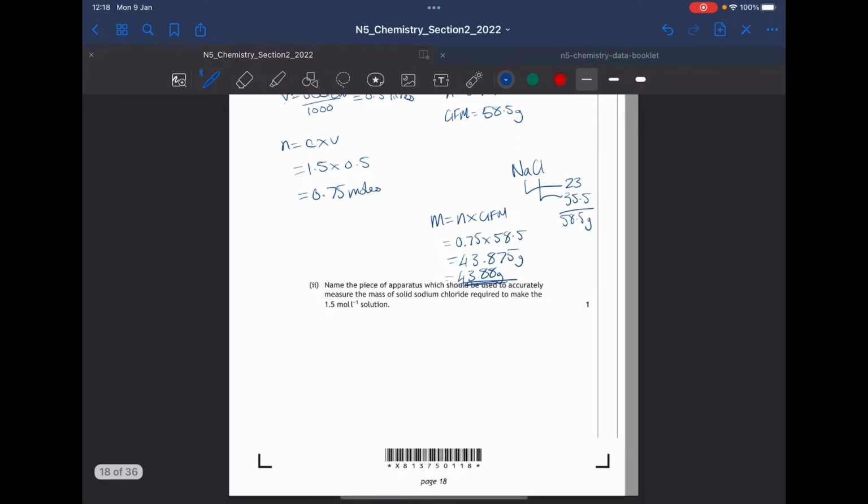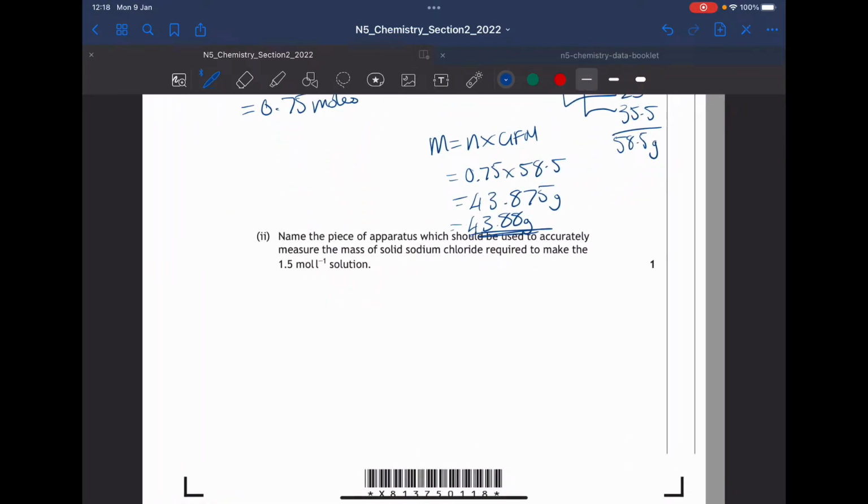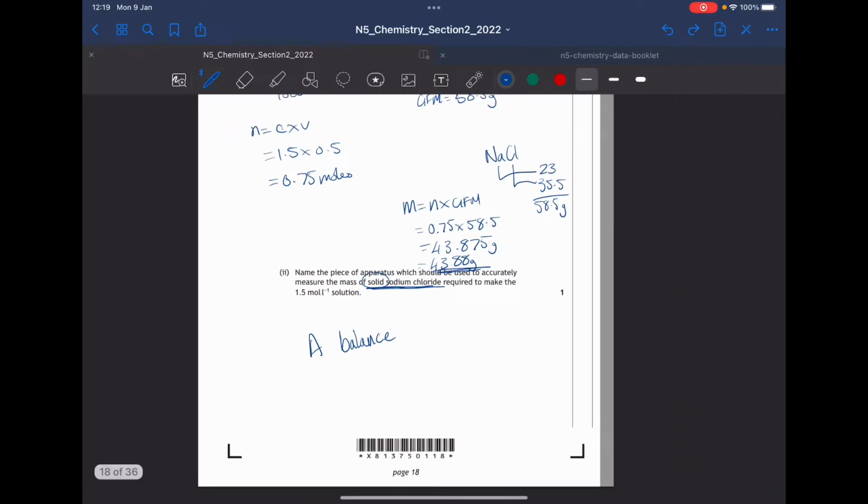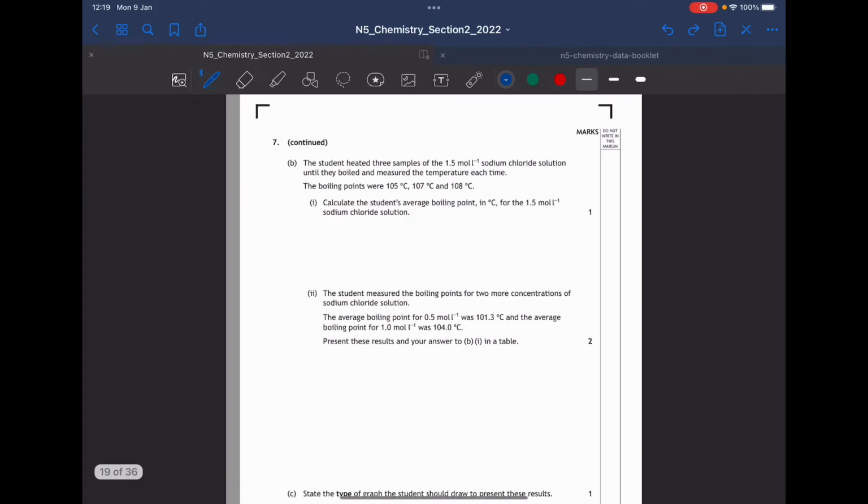So then part 2, name the piece of apparatus that should be used to accurately measure the mass of solid sodium chloride. So you're trying to measure out a solid, which means you would use a balance. Not a scale, not a weight or a weighing instrument, a balance. So that's what you would use to weigh out a solid. If you were looking to measure out an accurate volume of a solution, you would use a pipette. But a balance is what we use to actually measure the mass of any solids.